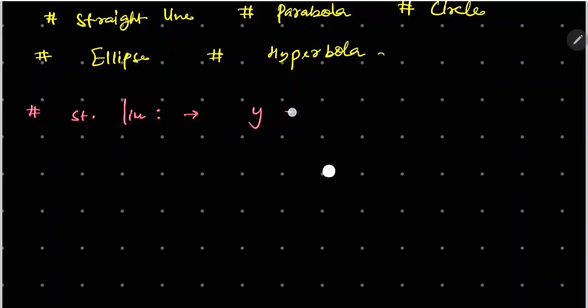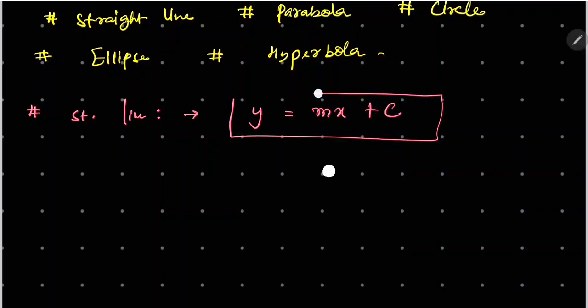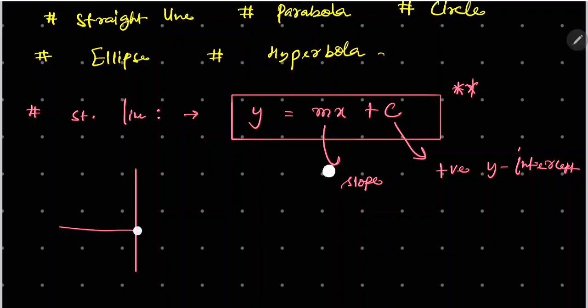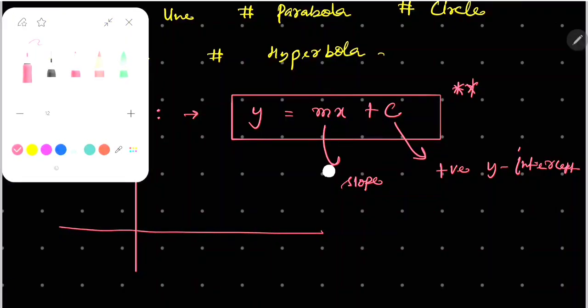What is the general equation of straight line? It is y equals to mx plus c. You have to remember this. Mind it, for solving the numericals, you have to remember this. What is m here? Slope of the straight line. c, positive y-intercept. What does it mean, positive y-intercept? It is the y-coordinate of the point at which the graph is cutting the y-axis.